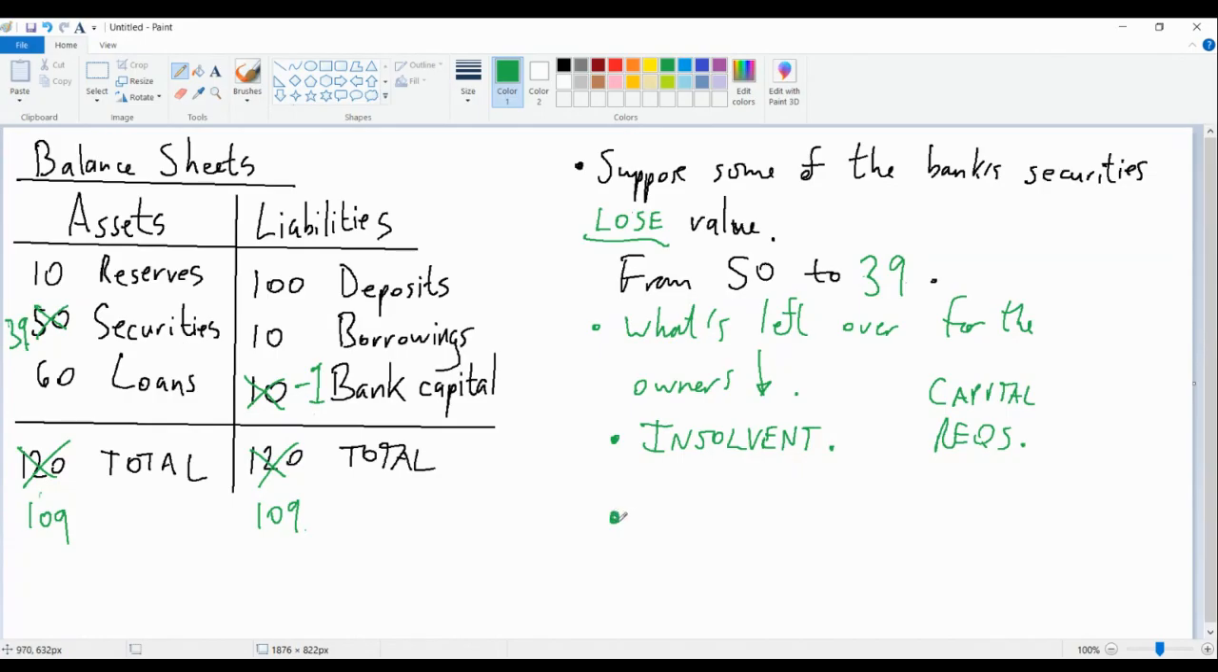So when we're seeing a whole bunch of banks becoming insolvent, or maybe not insolvent, but many of them are losing funds dramatically in this fashion, then what we're looking at is what's called a financial crisis.